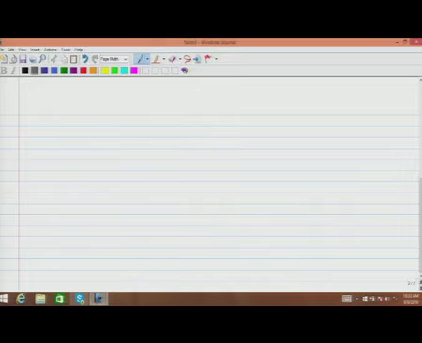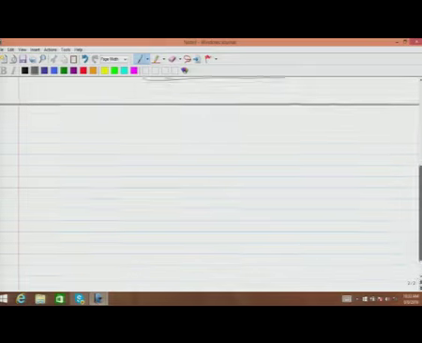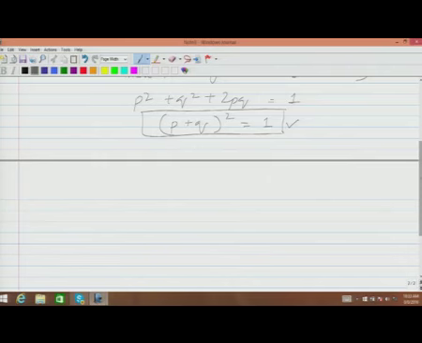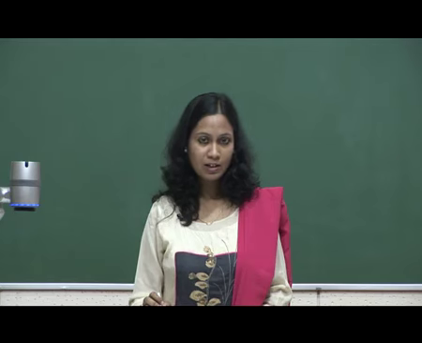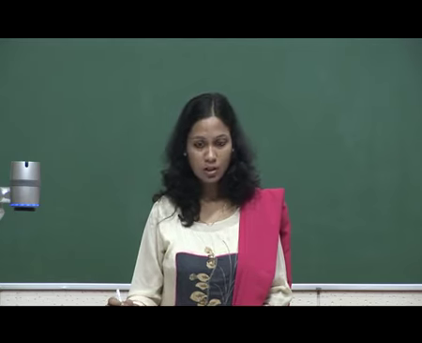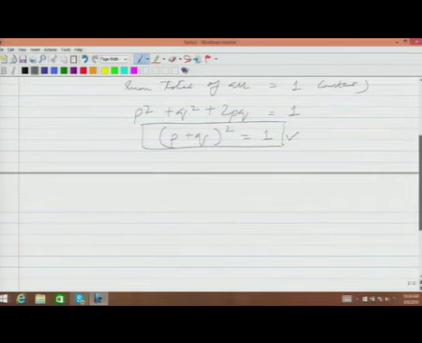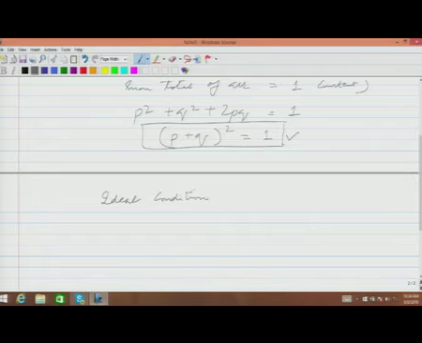So, do you think that this Hardy-Weinberg equilibrium is possible in nature? Do you think that the gene pool remains constant over a period of time? No, it is not so. It is not the case, because we know that there are many variations taking place. So, we can say that Hardy-Weinberg equilibrium is an ideal condition where there is no evolutionary change.